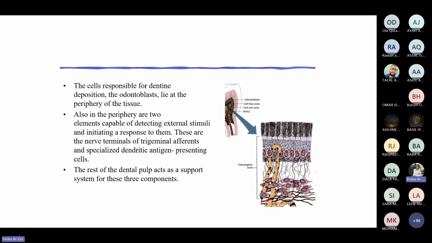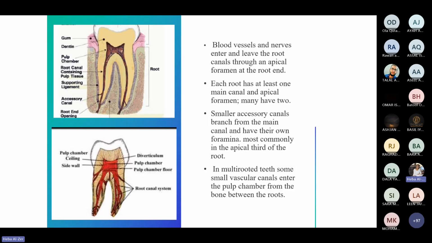Moreover, at the periphery, we can see two other components that we are going to discuss, which are the nerve terminals and the dendritic cells. Underneath the odontoblasts, we will be looking at the connective tissue, the loose connective tissue of the dental pulp, which is also going to be discussed.